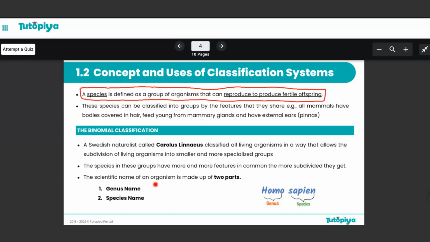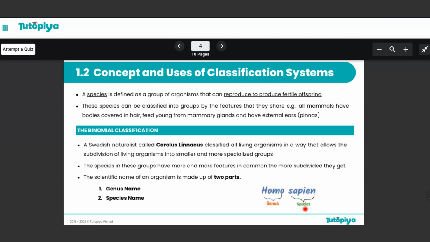So every single living organism is assigned a scientific name, and this scientific name is made up of two parts. Now you can see over here, a scientific name is given. This is actually the scientific name of a human, which is Homo sapiens. Now, Homo sapiens, you can see very well that the scientific name always comes in two parts. The first part of this name is referred to as the genus name, and the second part of this name is referred to as the species name. So every single organism is assigned with a scientific name like this, which comes in two parts.